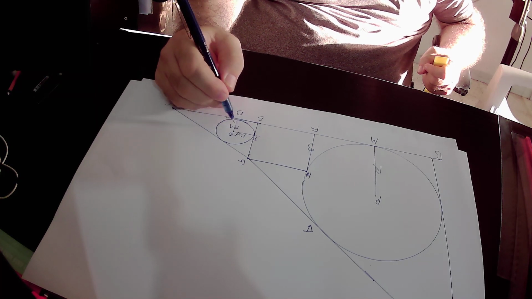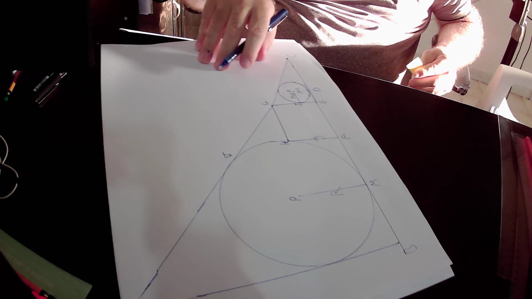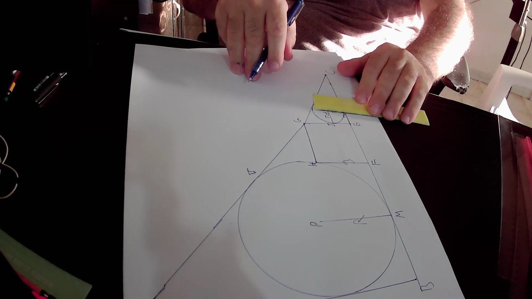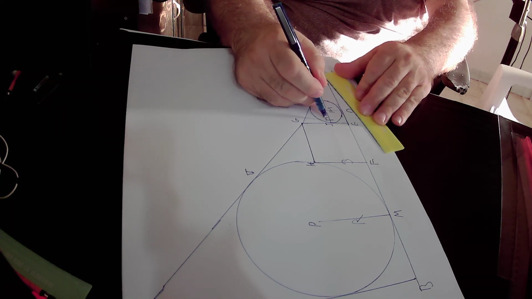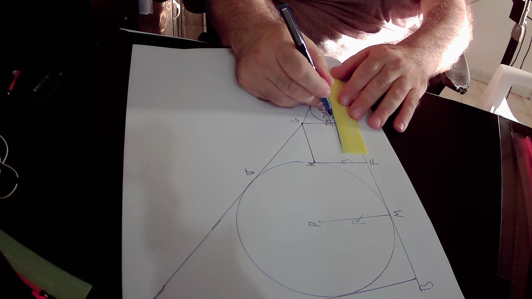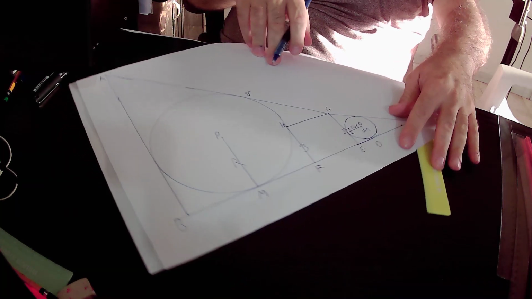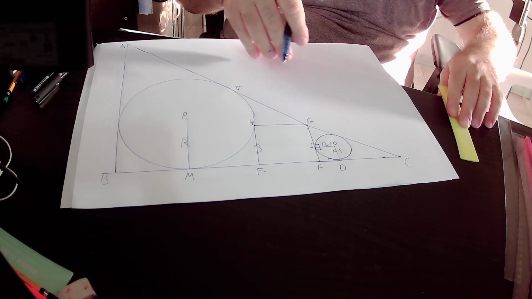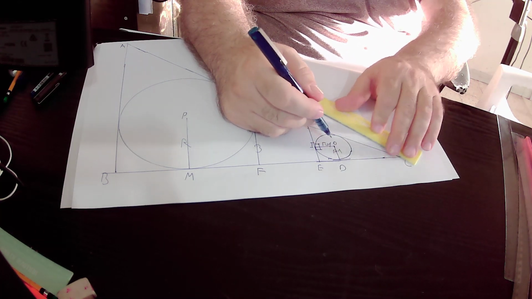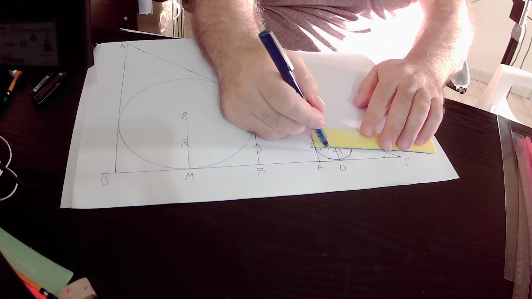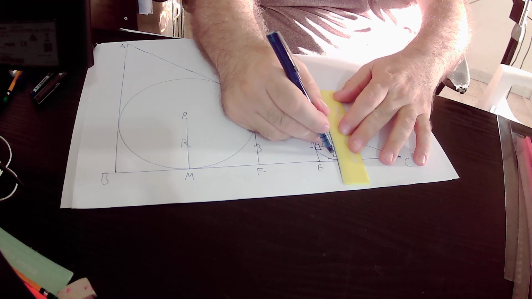So we have here the radius OI that is drawn to the point of tangency. Therefore, according to rule number 1, a tangent to a circle is perpendicular to the radius drawn to its point of tangency. This angle will be equal to 90 degrees, and this angle will be also equal to 90 degrees. Likewise, we have here the radius OD that is drawn to the point of tangency. Therefore, according to rule number 1, this angle will be equal to 90 degrees, and this angle will be also equal to 90 degrees.